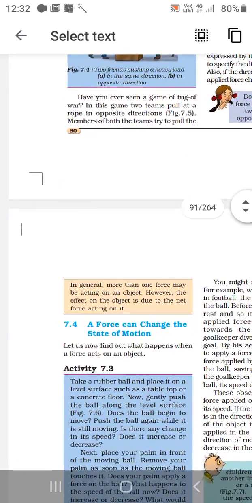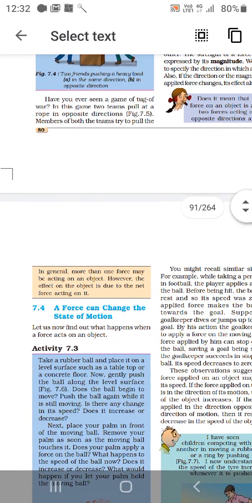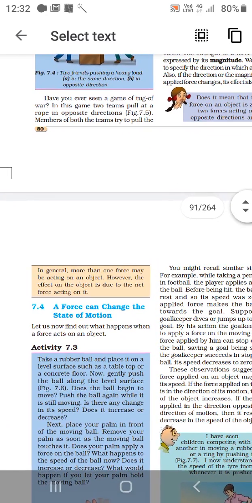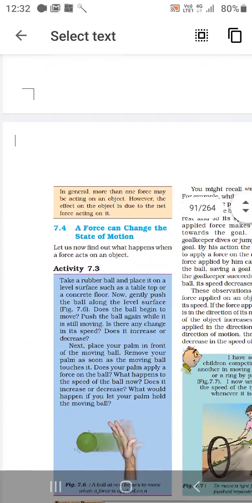Next, a force can change the state of motion.